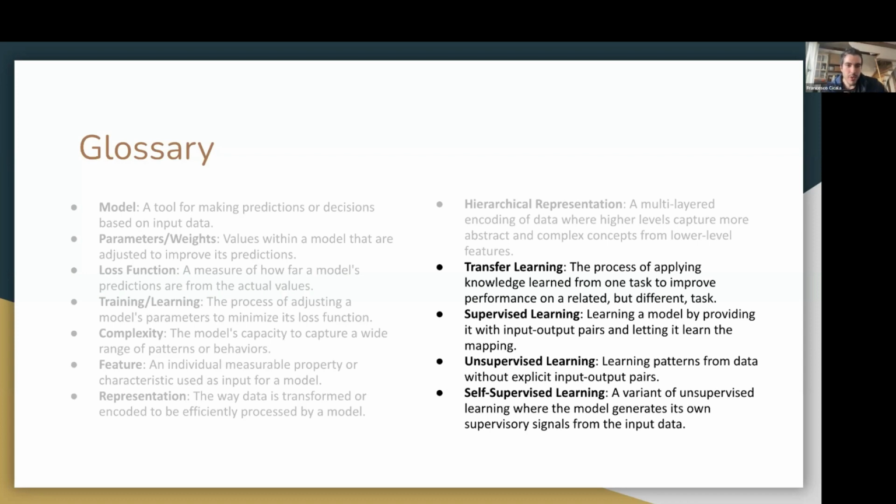So, let's quickly introduce a few words: transfer learning, supervised learning, unsupervised learning and self-supervised learning. Essentially, these are different ways of learning. Transfer learning we already discussed. Supervised learning means learning a model by providing it with input-output pairs and letting it learn to map an input to the correct answer. At the beginning of this session, I was talking about correct answers, right? This is the supervised learning scenario. Unsupervised learning is learning patterns from data without explicit input-output pairs, so without having correct answers. And then self-supervised learning means that we extract the correct answers from the input.